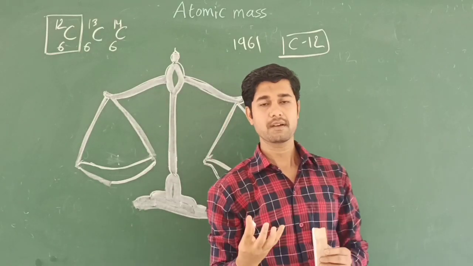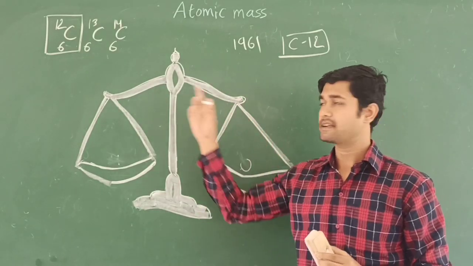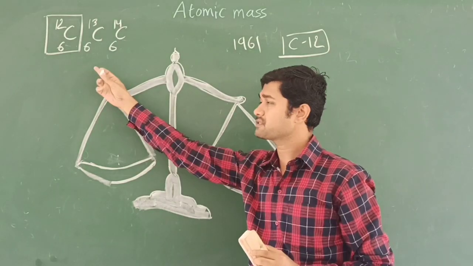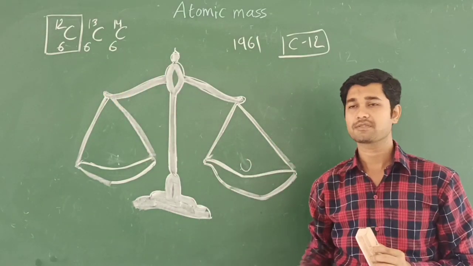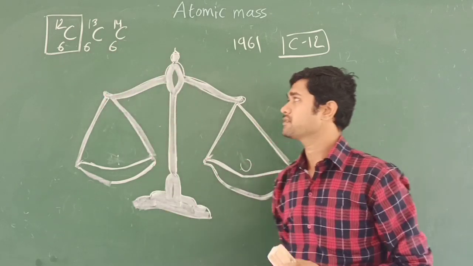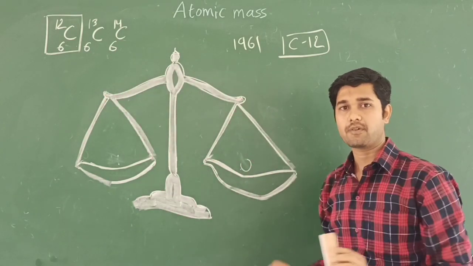Just as we measure vegetables with the stone, the scientists take this as the standard unit. Why have they selected this standard unit? Because it is the most stable isotope of the carbon atom. So they selected the carbon 12 isotope.